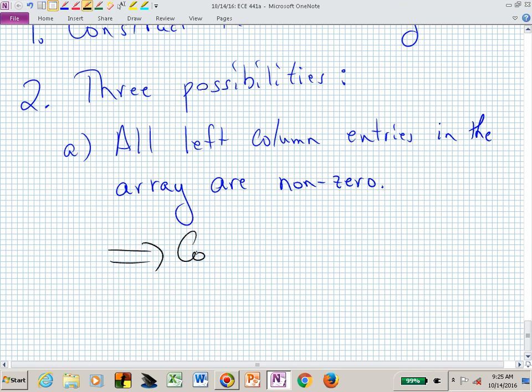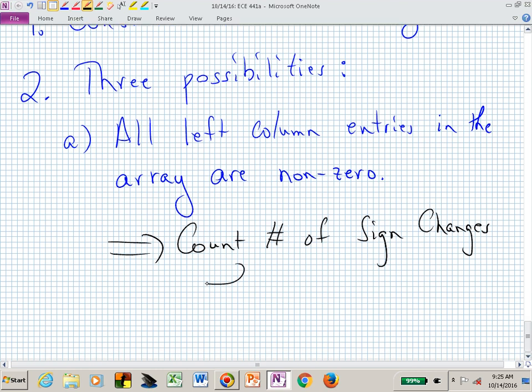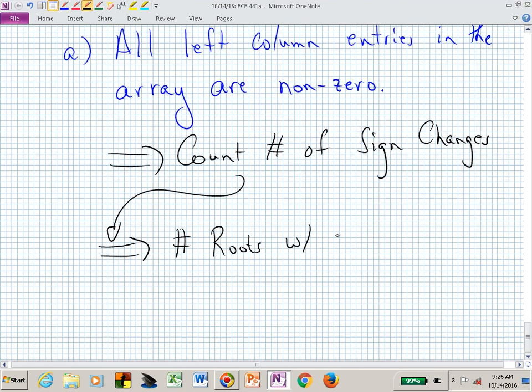Then what we do is we count the number of sign changes that occur as we look from top to bottom in the rows of this Routh array, and that number now implies or tells us the number of roots in that polynomial with positive real parts. It doesn't tell us where they are, it just tells us how many are in the right half plane. It tells us the number of roots with positive real parts. It doesn't tell us whether they are complex by just counting sign changes. It just tells us the number.